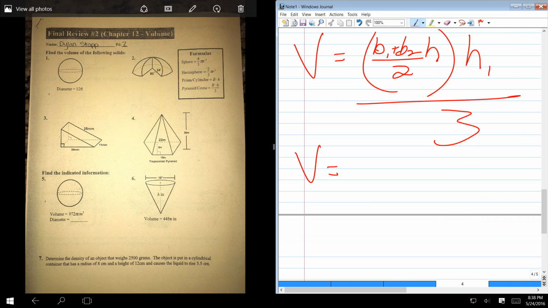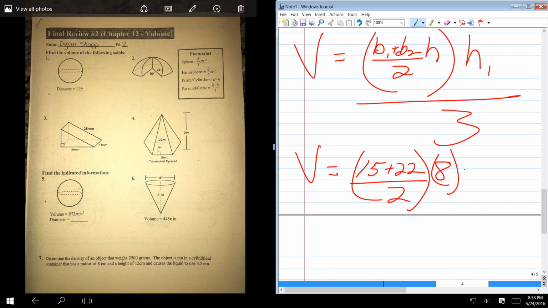What's base 1? 15. So it'd be 15 plus 22, which is 37, divided by 2 is 18.5. Well, let's leave it like this, and I'll show you why. We might be able to get rid of that 2 without involving fractions. In other words, turning that into 18.5 is too early. We may not need to bring fractions into the problem. We may be able to solve it other ways. In other words, let's write it like that. What's the height? The height is 8.